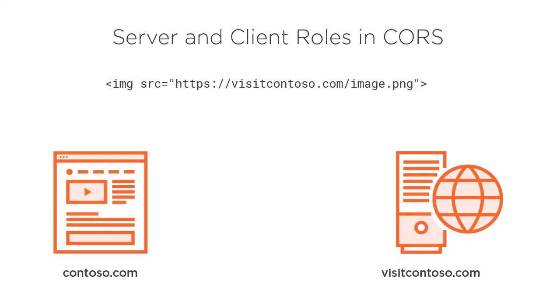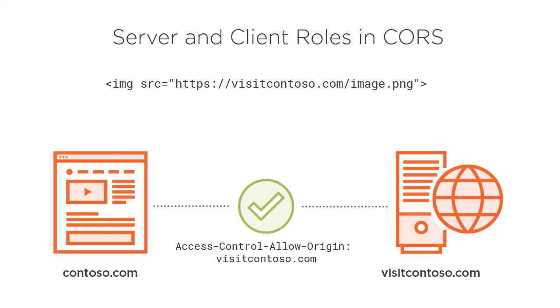Now you might wonder, can the server visitcontoso.com enable CORS restrictions and disallow this request? Surprisingly, the answer is no. Since the browser has classified this as a simple request, it will not send an origin header, which is required for all CORS requests. The server could return a CORS rule in the response headers, such as access control allow origin, which enforces an origin match by the browser. But in this case, the browser is not treating this as a CORS request, so it will ignore any CORS headers in the response.